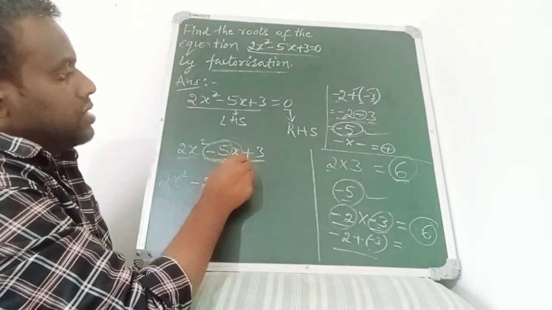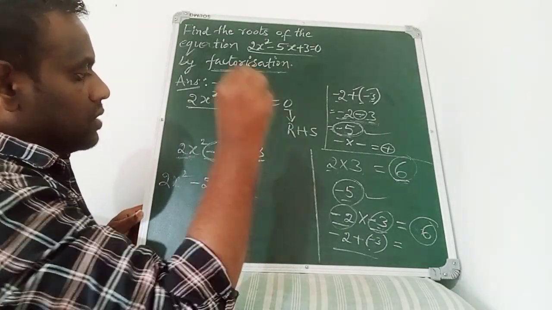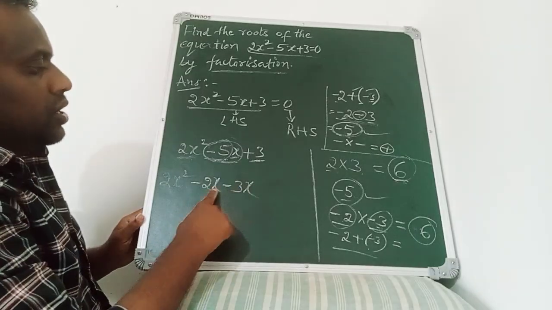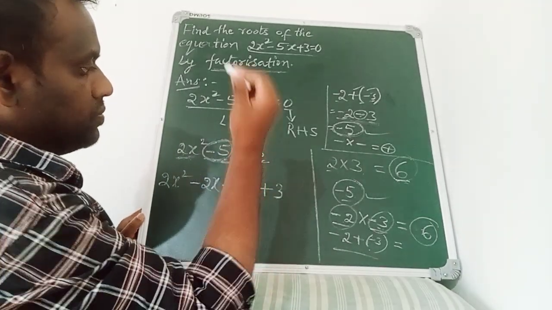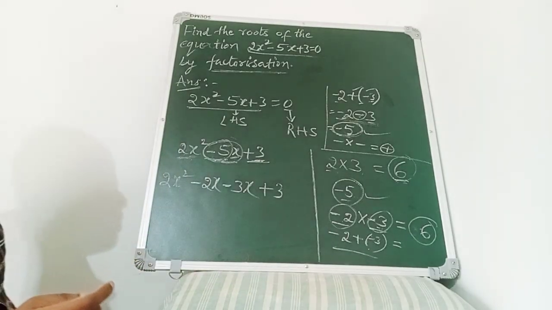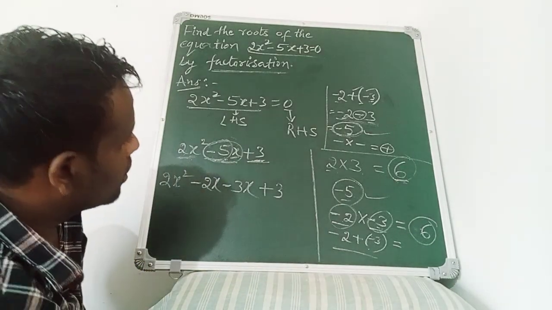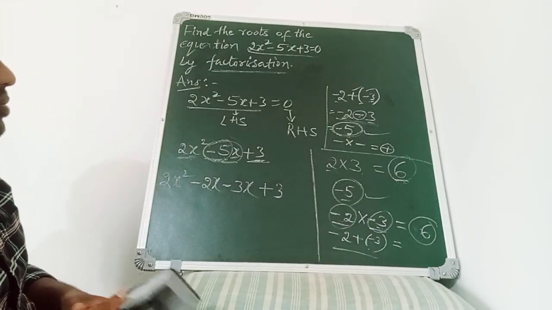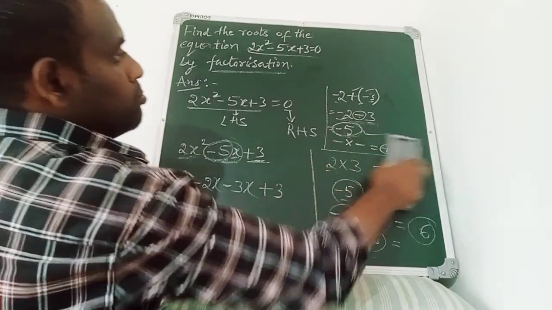Then this x we have to add here also, here on x, here on x. This plus 3 cube as it is. You got it? I hope you understood.